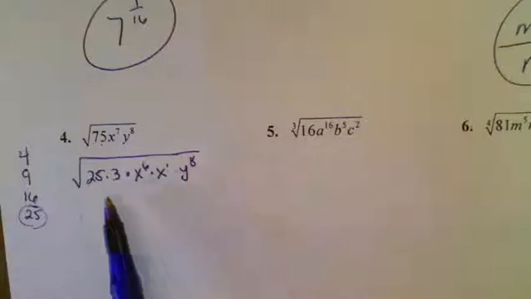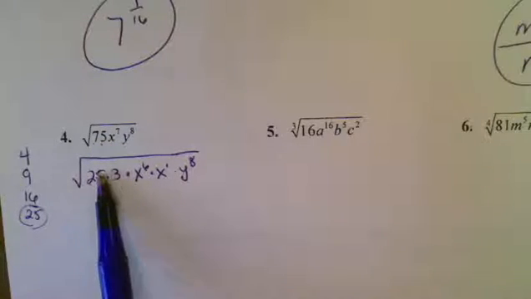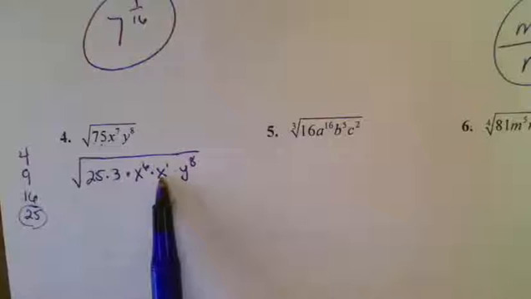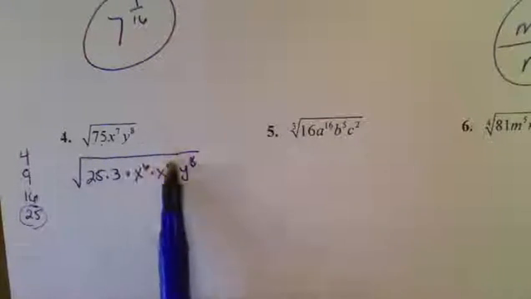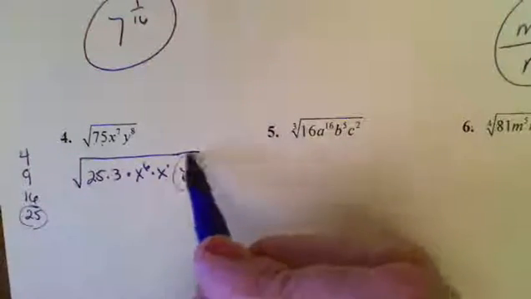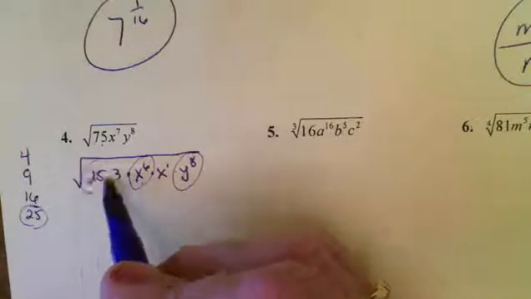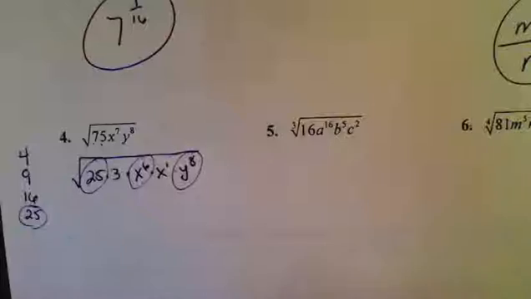So all I did is I rewrote these numbers. 75 I wrote as 25 times 3. X to the 7th I wrote as x to the 6th times x. And y to the 8th was okay. So this is a perfect square I can simplify. This is a perfect square, and so is this. So the ones I have circled, I'm going to simplify.